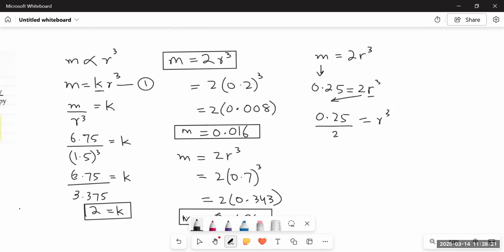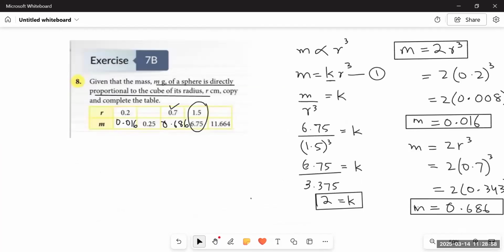So 0.25 divided by 2 is equal to 0.125. And since we know 125 is the cube of 5, taking their cube roots, we will get 0.5. Why? Because if the cube of 5 is 125, the cube of 0.5 would be 0.125. Okay? So we can write R is equal to 0.5.